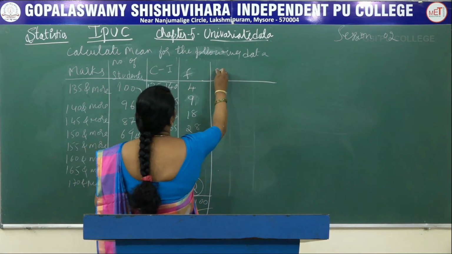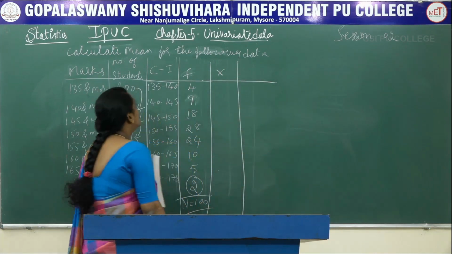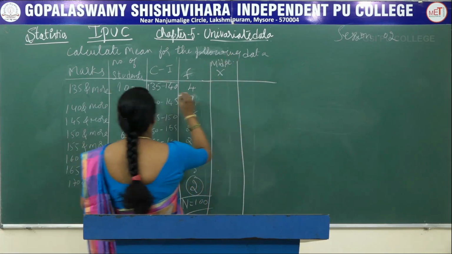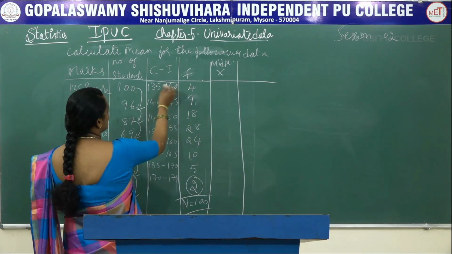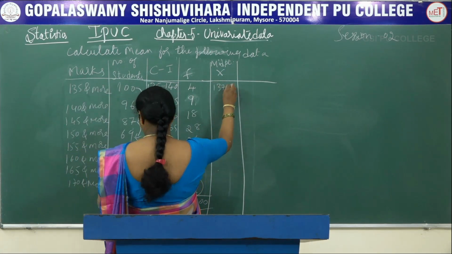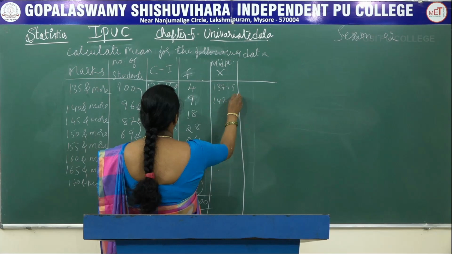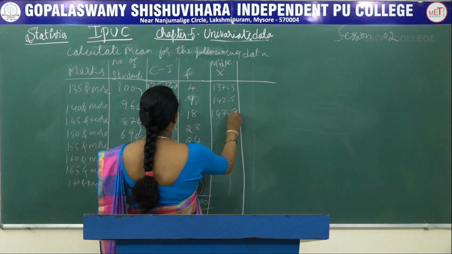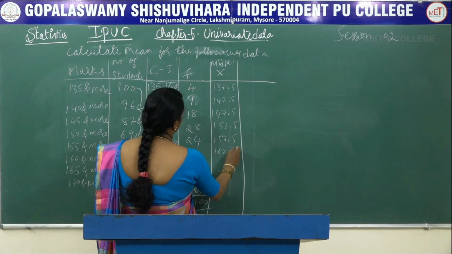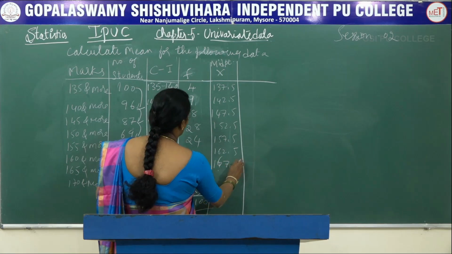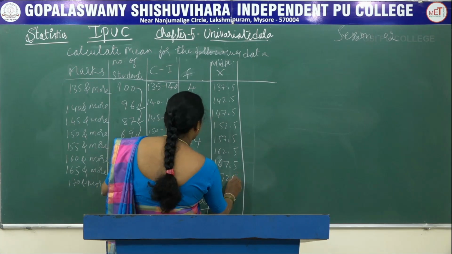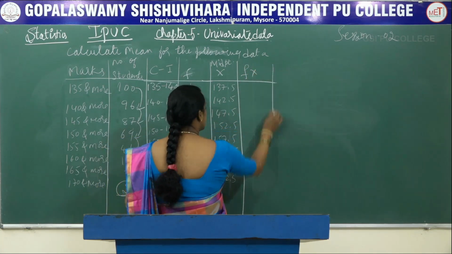Next step is you have to find the midpoint, that is the x value. The midpoint is nothing but you add the lower limit and the upper limit, then divide this by 2. So you will get 137.5, 142.5, 147.5, 152.5, 157.5, 162.5, 167.5, 172.5. Now you take f into x.